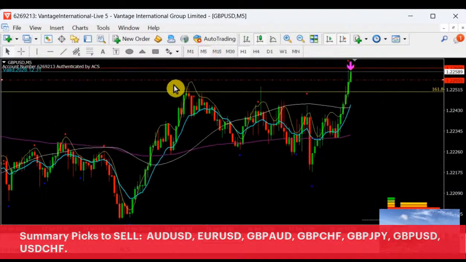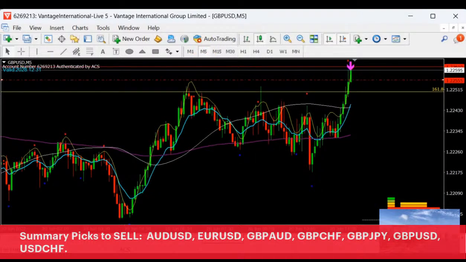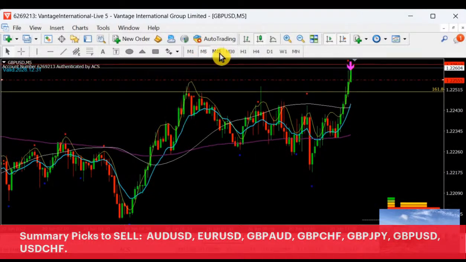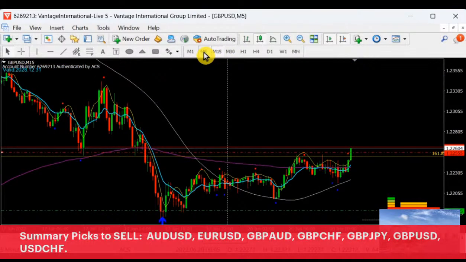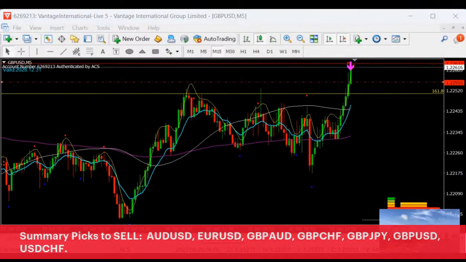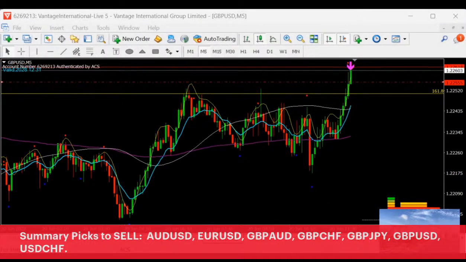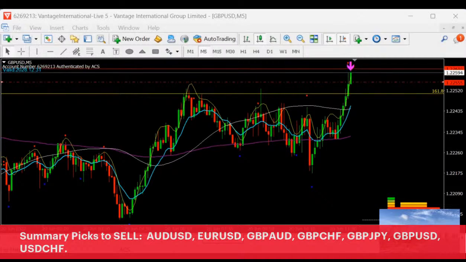Over at this point, maybe M5 here, so currently no. Currently I'm still looking for a buy right now, so it is not very ideal yet for me to look for the pound dollar. Buying of pound dollar is still possible.